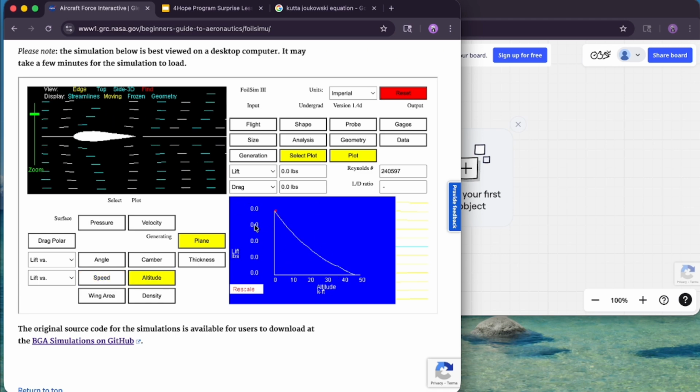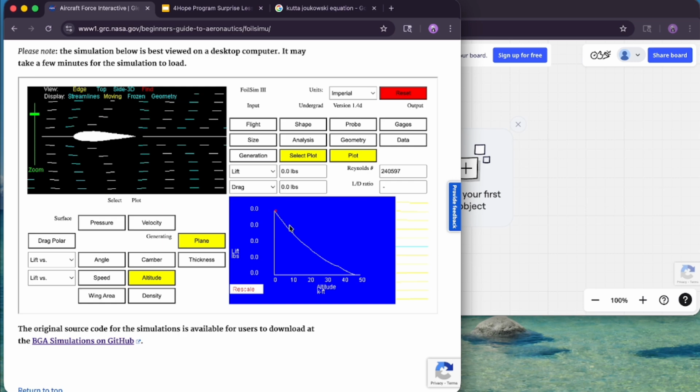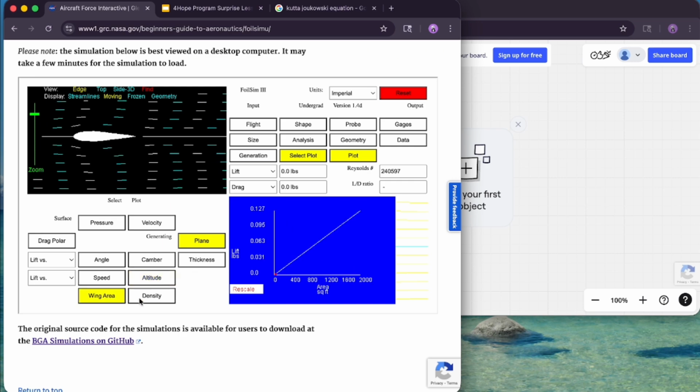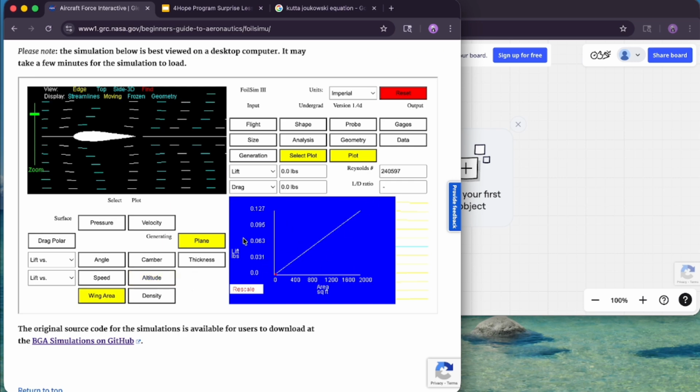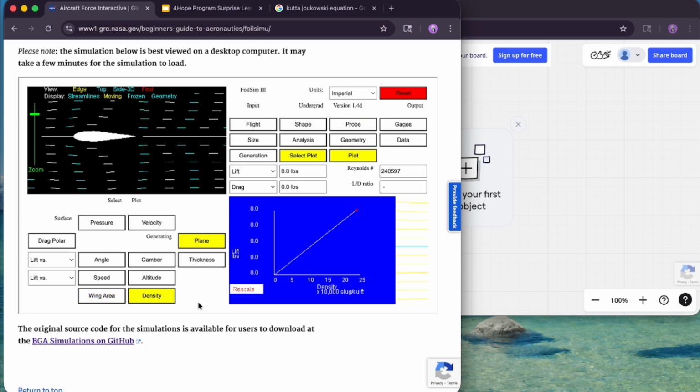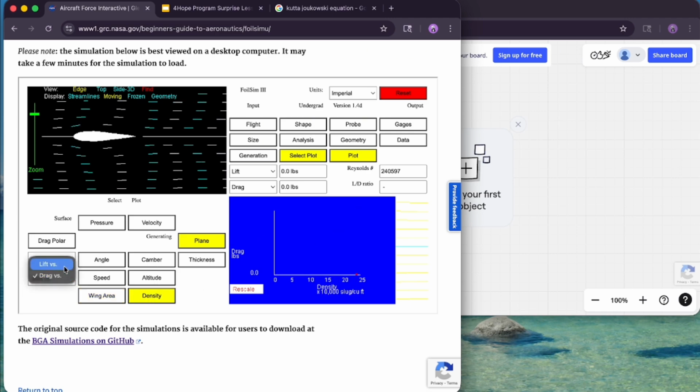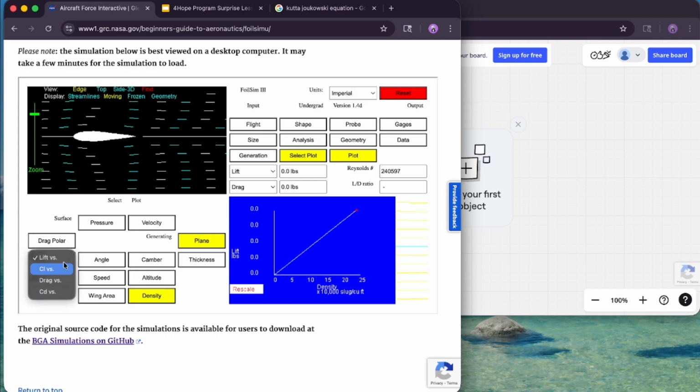Altitude is decreasing from lift to altitude. As altitude increases, lift exponentially decreases. The wing is linear, so as wing area in square feet increases, the lift will increase, and so does the density. So you can do drags as well. You can also change these parameters.